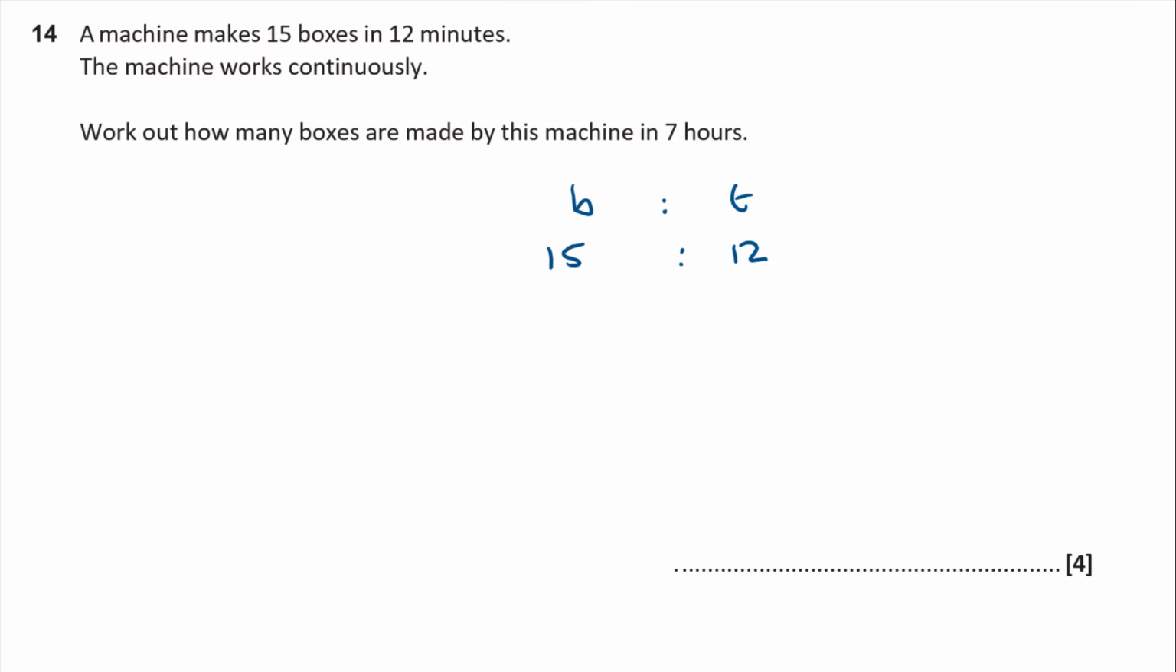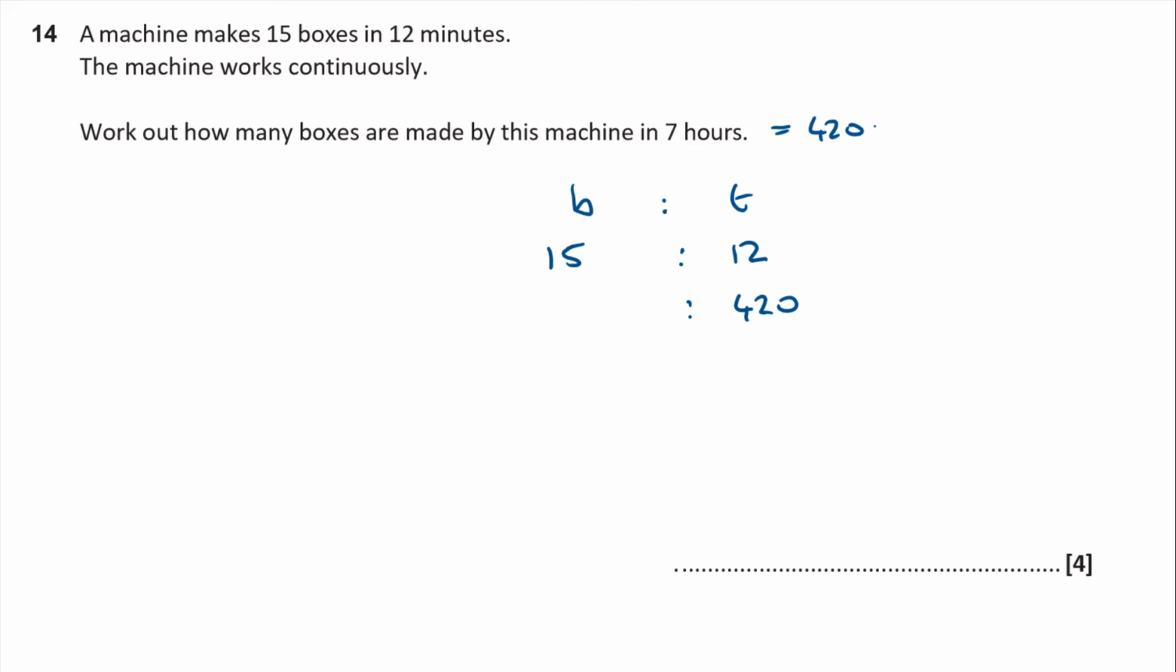Now, minutes and hours are not quite the same thing. So the first thing I'm going to do is change that into minutes. Now remember, there are 60 minutes in an hour. So if I do 7 times 60, that comes out to be 420. So what I want to know is the number of boxes that are made in 420 minutes.